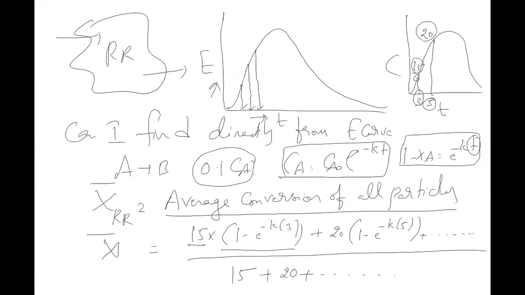Did everybody get what I'm trying to explain? The first order rate is 0.1 Ca. From the integral analysis, you get 1 minus X_A equals e power minus k into t. What does this equation tell you? If a particular particle spends t minutes, what is the conversion? Then X bar is the average conversion of all the particles. 15 particles are spending 3 minutes, 20 particles are spending 5 minutes. Like this, I calculate the total conversion divided by the total number of particles.